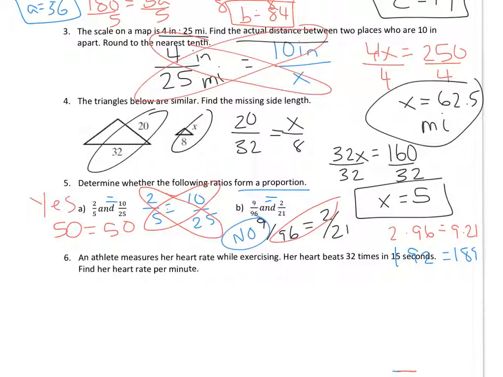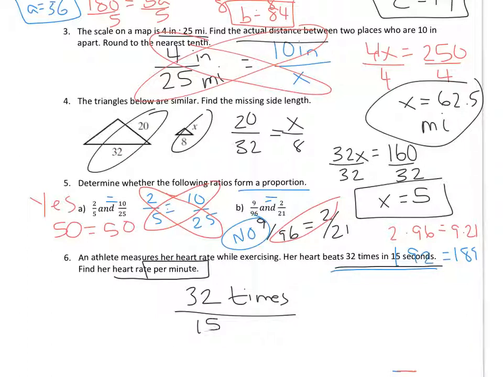In the last problem, an athlete measures her heart rate while exercising. Her heart beats 32 times in 15 seconds. Find her heart rate per minute. So let's write a fraction for 32 times in 15 seconds. But it wants to know per minute. So per minute is how many seconds? Well, 1 minute is 60 seconds.